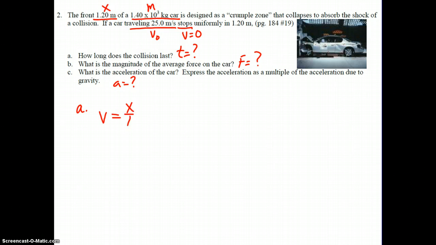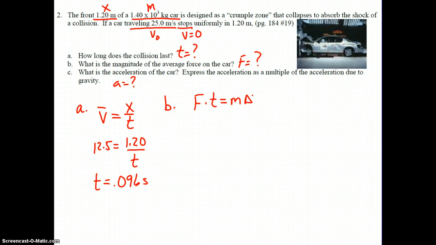We're going to do v equals x over t, but keep in mind that what we mean is average velocity. The average of 25 and 0 is 12.5, equals 1.20 over t, so our time is 0.096 seconds. B, what is the average force on the car? Here's where we're going to apply the impulse momentum theorem.